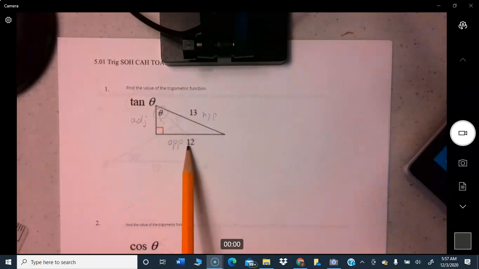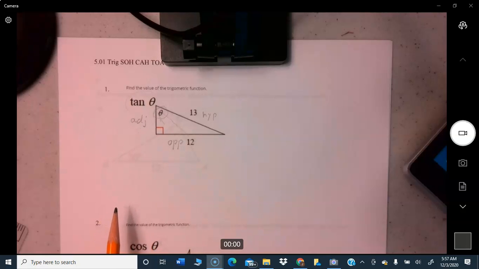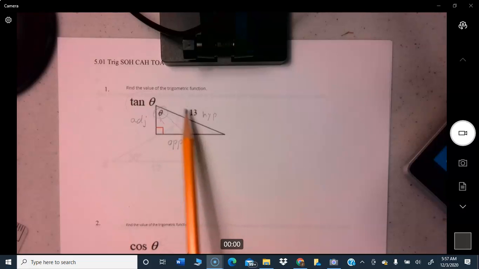Okay, so it's this one over this one. The problem is we don't know this one. So how do we find it? Well, you can go back to the olden days of the Pythagorean Theorem. You know two sides, that means you can figure out the third.